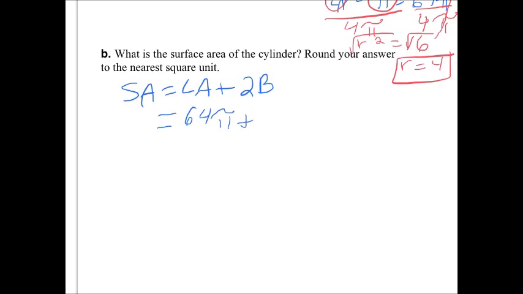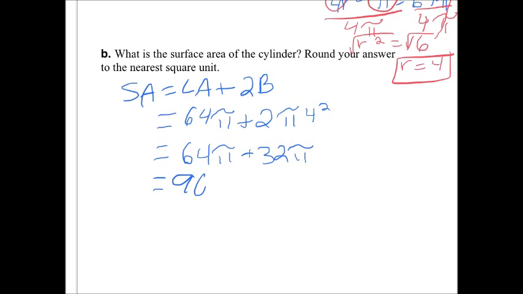Well, now that I know what the radius is, that's 2 times pi r squared. So that's pi times 4 squared. And 4 squared is 16. 16 times 2 is 32. So I have 32 pi. Hey, 32 and 64. Let's see, 32 plus 64, that's 96. So I have 96 pi.